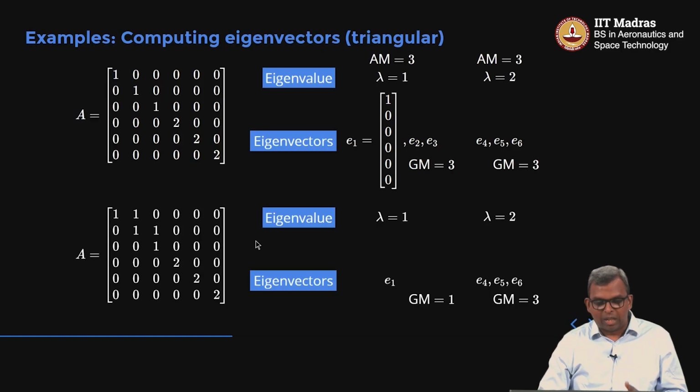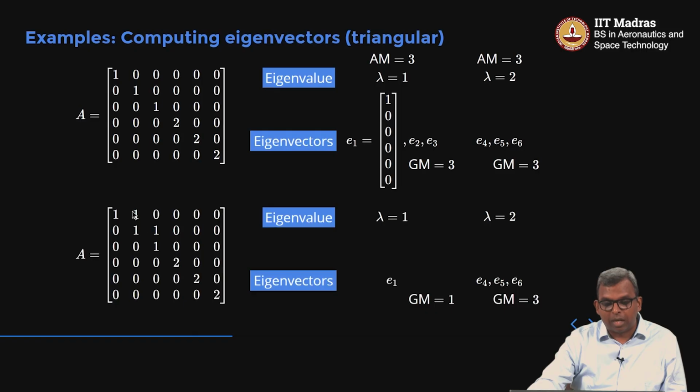Now, I can add more guys. If I make this also 1, notice what happens here. When I put 1 1 here, for lambda equals 1, I have got geometric multiplicity of only 1. Okay, so only E1 is an eigenvector. These two guys will go away.